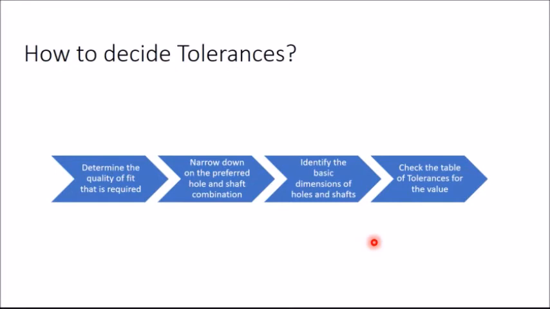The first step towards deciding the tolerances is to determine the quality of fit that is required as per the application of the part. Page numbers 3.4 to 3.6 of the PSD data book give you a broad overview of different types of fits and their applications. Which hole and shaft combination to narrow down is based on the specific application of that part. You can also search the preferred combinations for different applications over the internet. In the next slide, we are going to take up an example on how to proceed from selecting the hole and shaft combination to determining the actual tolerances of the part.